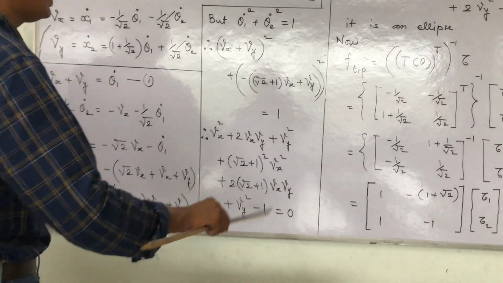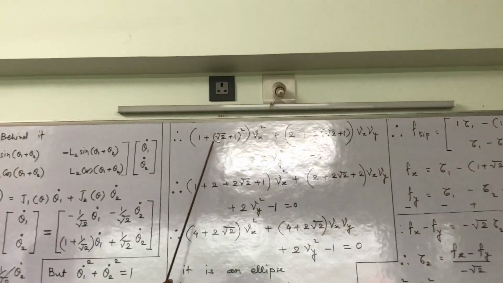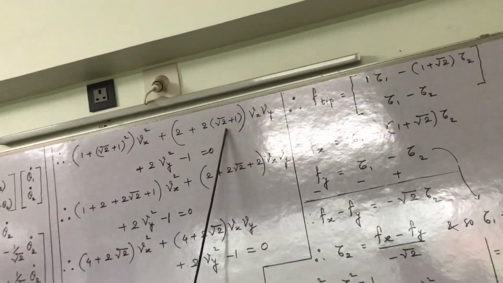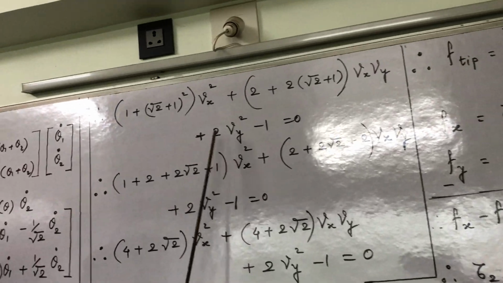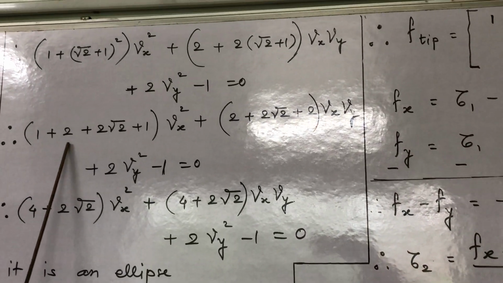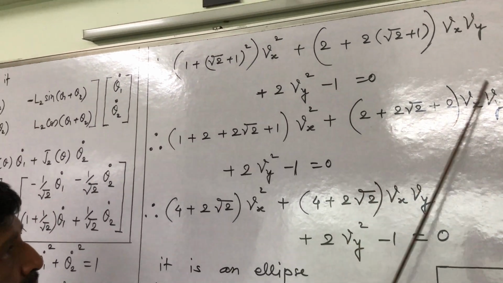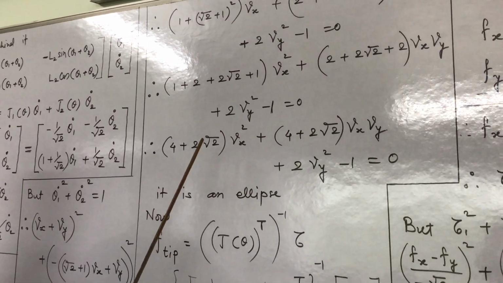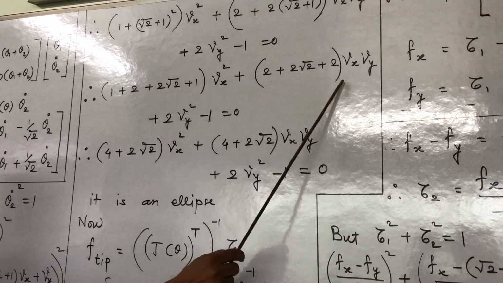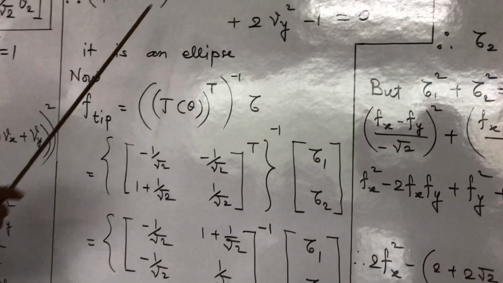So expanding this and separating the terms, adding like terms, we have 1 plus (root 2 plus 1) whole square into Vx square plus 2 plus 2 into (root 2 plus 1) VxVy plus 2 Vy square minus 1 equal to 0. This one. So therefore 1 plus 2 plus 2 root 2 plus 1 Vx square, here 2 plus 2 root 2 plus 2 VxVy plus 2 Vy square minus 1 equal to 0. So this one is 1 plus 1 is 2, 2 plus 2 is 4, (4 plus 2 root 2) Vx square, here also (4 plus 2 root 2) VxVy plus 2 Vy square minus 1 equal to 0. It is an ellipse.